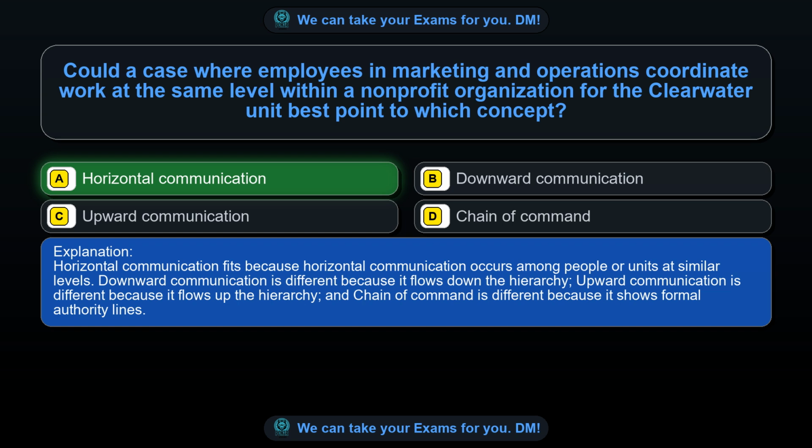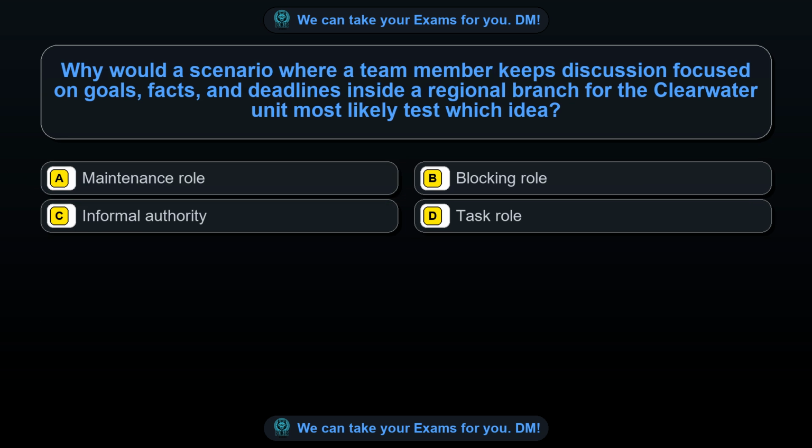Downward communication is different because it flows down the hierarchy. Upward communication is different because it flows up the hierarchy, and chain of command is different because it shows formal authority lines. Question 53. Why would a scenario where a team member keeps discussion focused on goals, facts, and deadlines inside a regional branch for the Clearwater unit most likely test which idea?